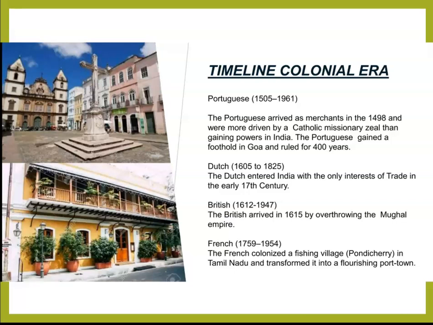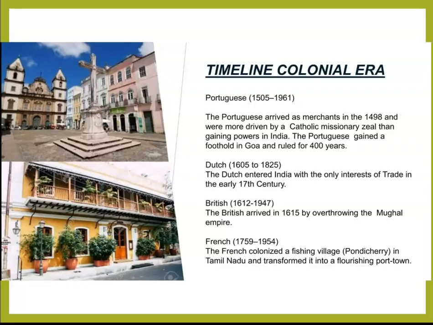The Dutch came to power from 1605 to 1825. They were interested in trade and commerce, and they started invading and capturing parts of India. The British ruled from 1612 to 1947, till independence, and they were overthrowing the Mughal Empire from 1615. The French ruled from 1759 to 1954, and they colonized a fishing village, Pondicherry in Tamil Nadu, and transformed it into a flourishing port town.